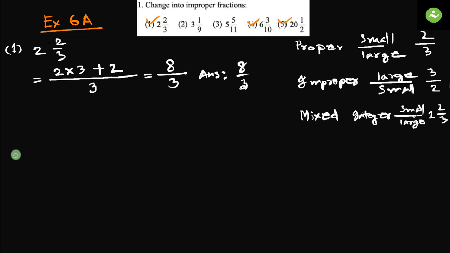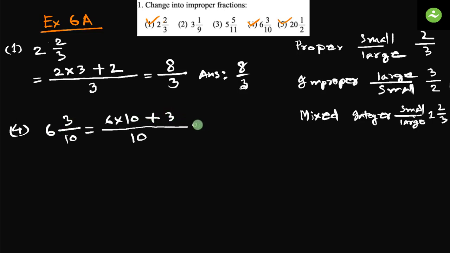We'll do 4 for you. Okay, 4. 6 and 3 by 10 equals, as I said, the denominator 10 remains the same, then the integer 6 multiplied by the denominator 10 and then add the numerator, equals 63 by 10. Answer: 63 by 10.